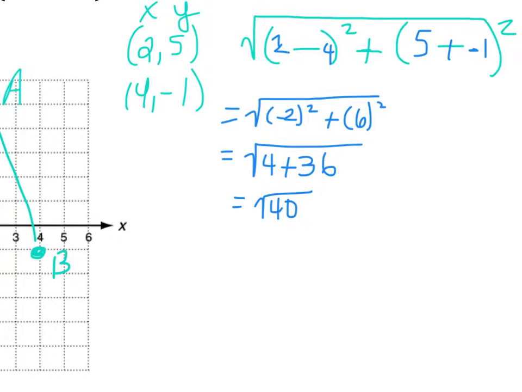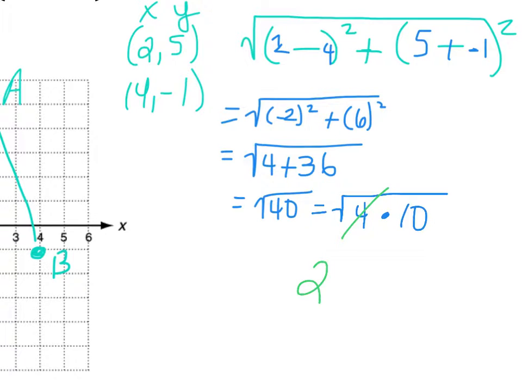But when I get to this point, I need to ask, can I break this down? Can I break down 40? Is there a perfect square and a non-perfect square in 40? Yep. What times what is 40? 4 times 10. Good. So when I break that down, what is the square root of 4?